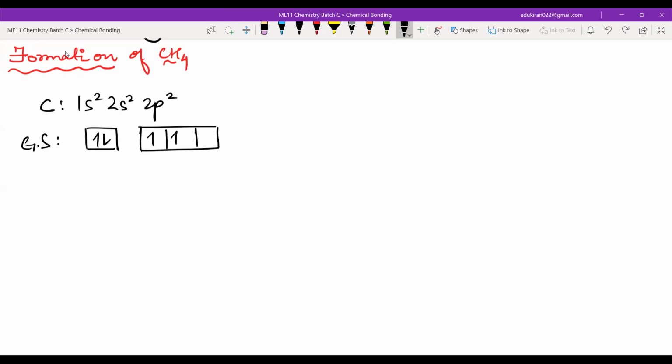So if it is making 4 bonds, then how many unpaired electrons does it need? 4. Okay. It needs 4 unpaired electrons. Please look at the BCl3 also. That is why you will have a promotion of electron, and this will be the excited state.